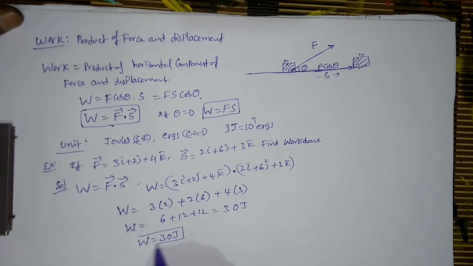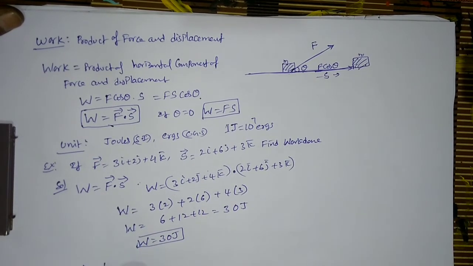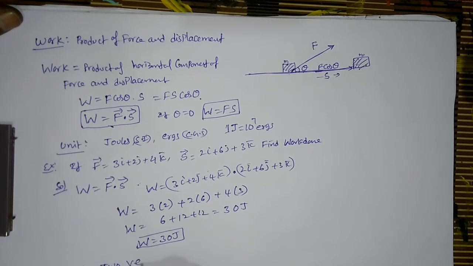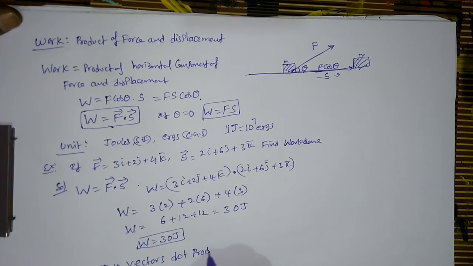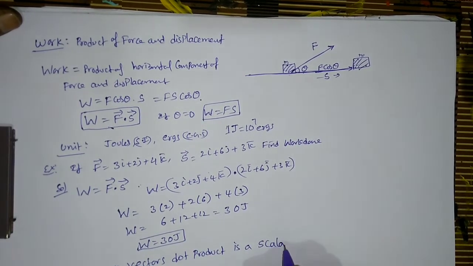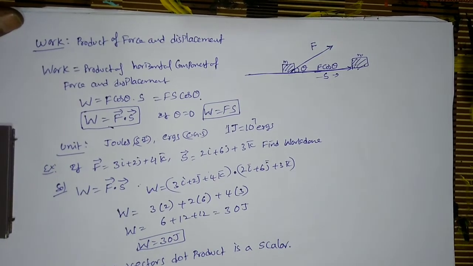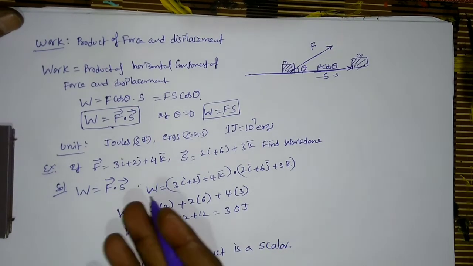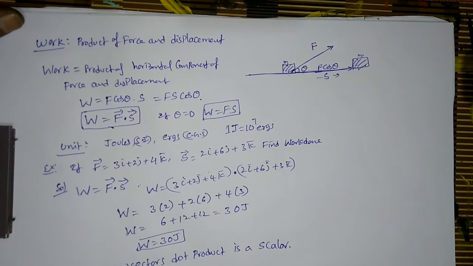From this I can get that in the dot product, two vectors give a scalar. Okay, this is a very important point. You have to remember this. This is one example. The remaining examples you can do as homework.